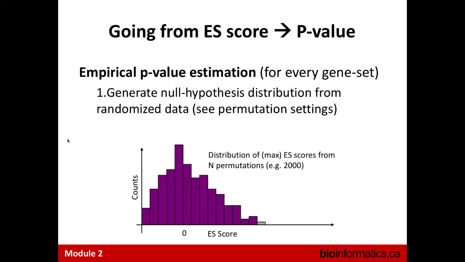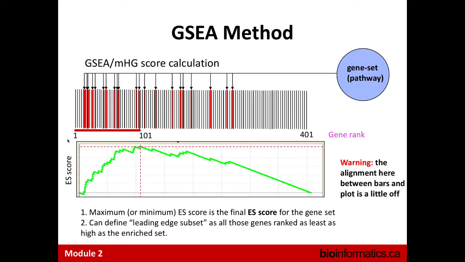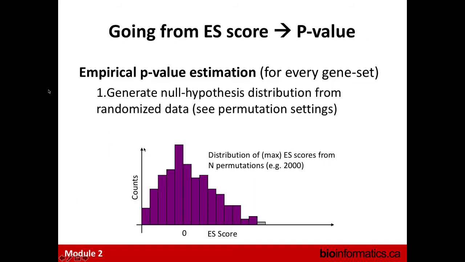So, but now the running sum that we just explained here with the peak, which is the point where the cumulative sum is the highest, is just a score. So it's not a p-value. So how do we go from the ES score to the p-value? Here, GSEA, which at the beginning used statistics, now is using random permutation to get the p-value.